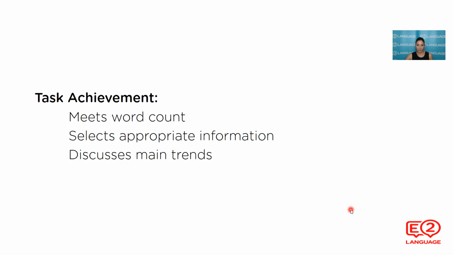Task achievement. It means you meet the word count. You've written 150 words or over. That you have selected the appropriate information. Okay, that you have not just picked random trends or random data, that you've selected information that is appropriate, meaning the most noticeable or the most important, and that you've discussed main trends and compared them, so that you've achieved the requirements of the task.